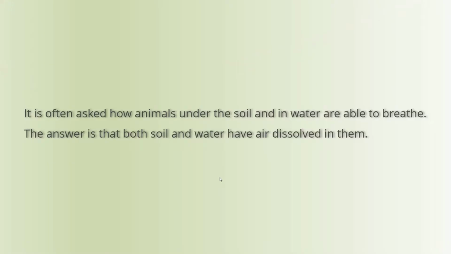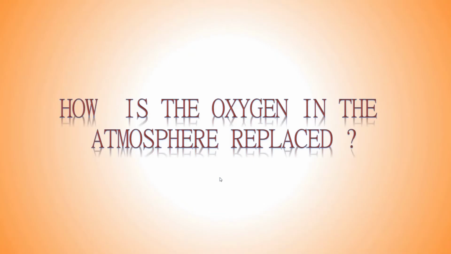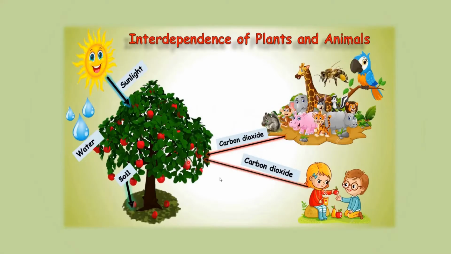It is often asked how animals under the soil and in water are able to breathe. So we got the answer. The answer is that both soil and water have air dissolved in them, and from that they breathe in oxygen. Now, how is the oxygen in the atmosphere replaced? The answer we get from the interdependence of plants and animals.